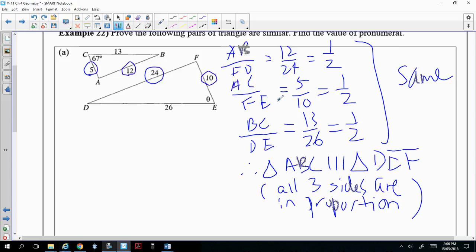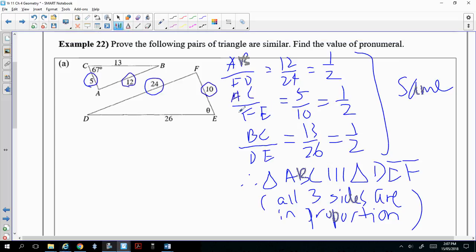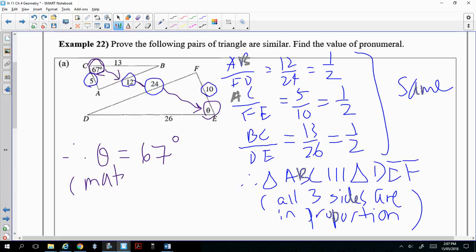Once we prove they're similar, we can find the matching angles. So which one's matching with which? Can you see 67 opposite to the 12? Now, which side does 12 match? 12 matches with the 24, isn't it? So you find the angle opposite to the 24, and they are the matching angles. So you say, therefore, theta equals 67 degrees, and you have to give a reason: matching angles in similar triangles.